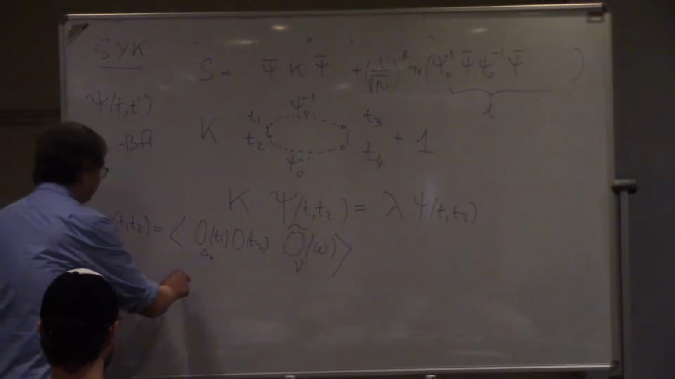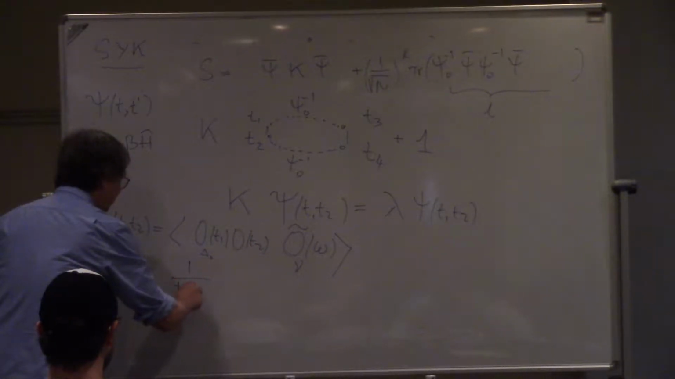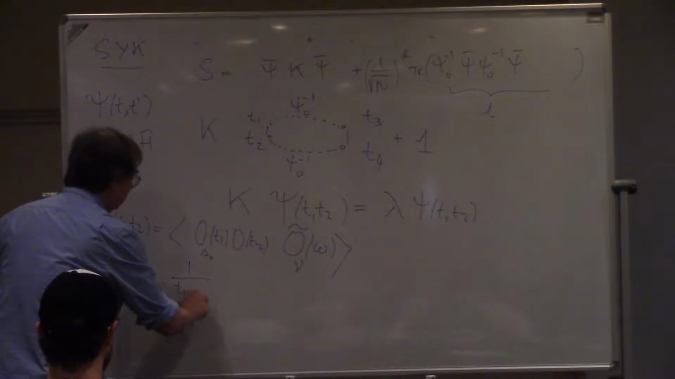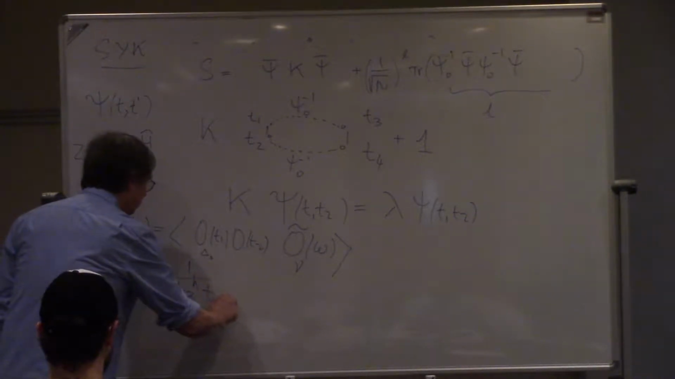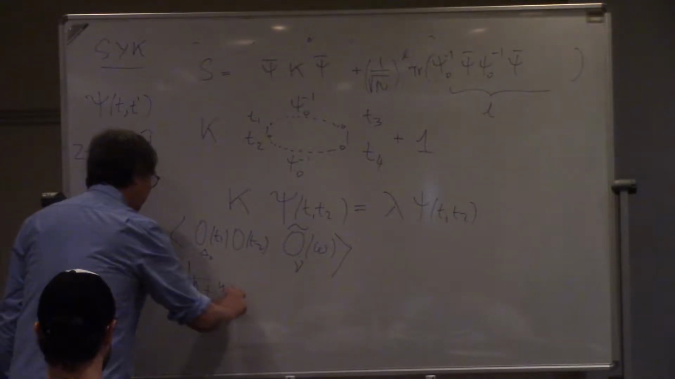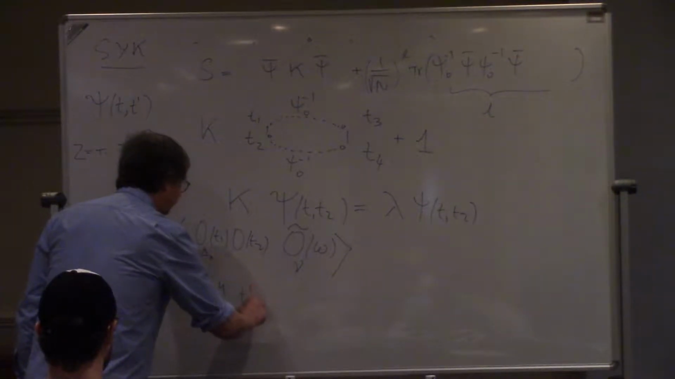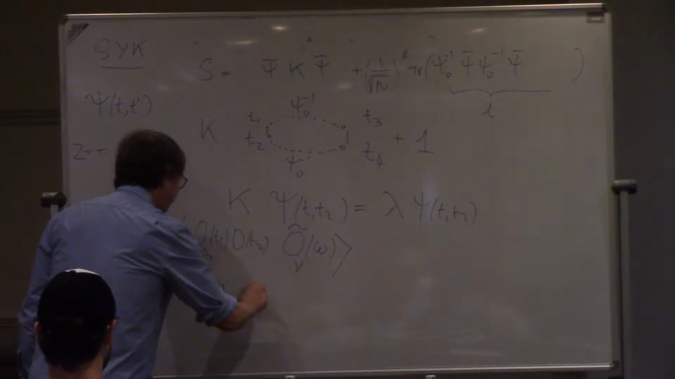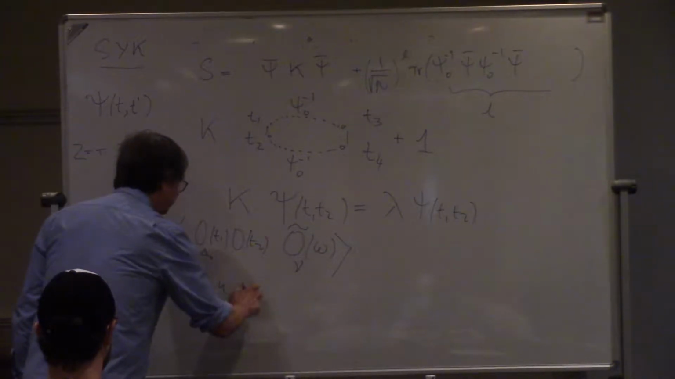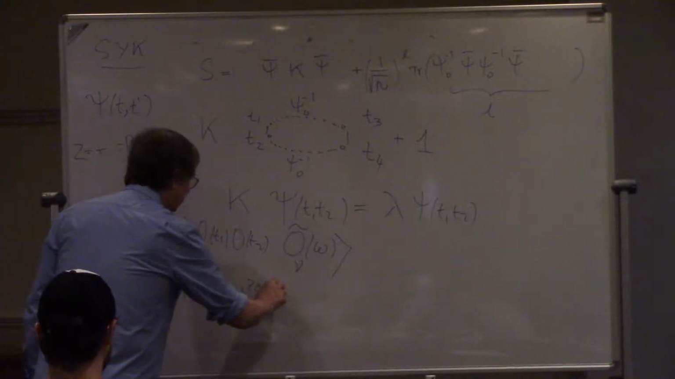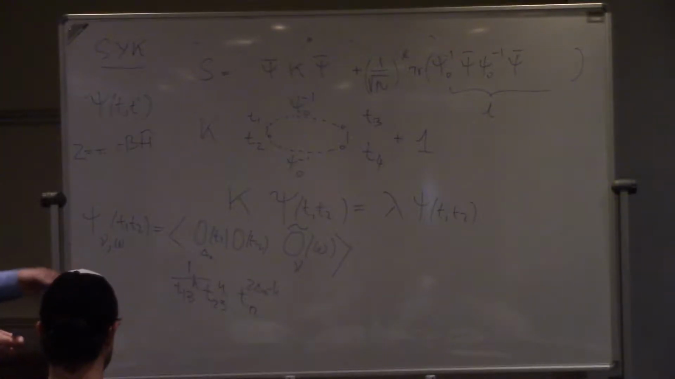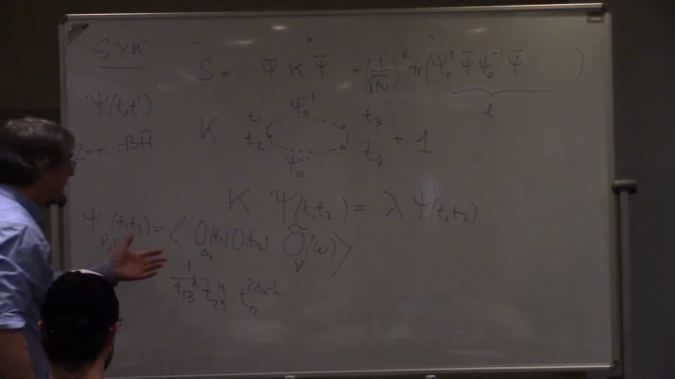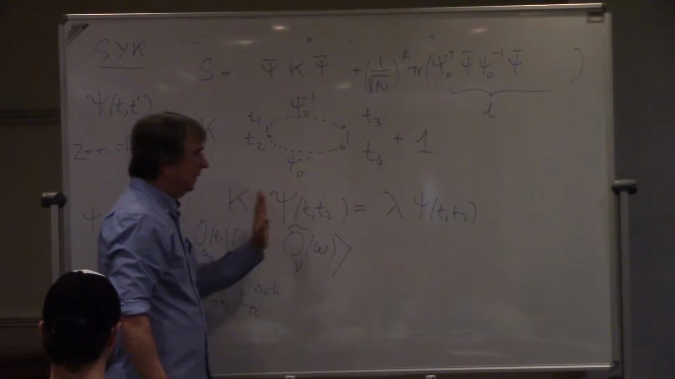I want to write it down. It is 1 over T13 to the power h, T23 to the power h, and T12 to the power 2 delta 0 minus h. So that's just a 3-point correlator, and it has this form in terms of powers. So that is the wave function, and that is good news. The wave function is easy.